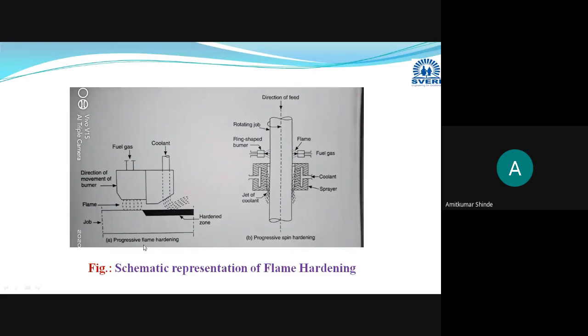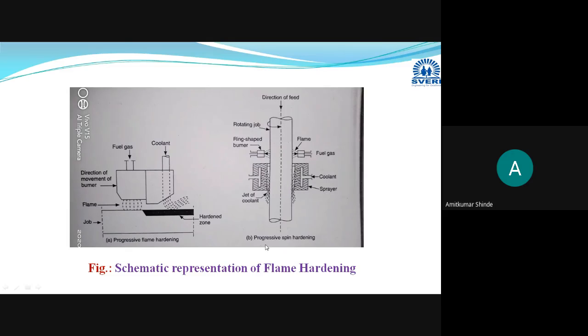It is exactly the reverse of progressive flame hardening. These two sources will be fixed, and the workpiece will move from one direction to another direction, and in that, heating and cooling will occur simultaneously, and it will get hardened.